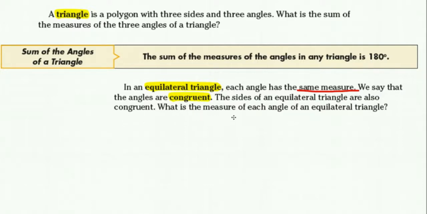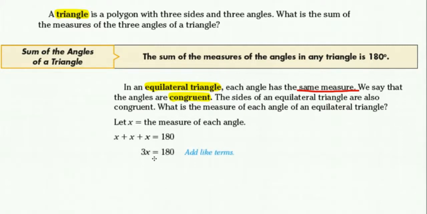What is the measure of each angle of an equilateral triangle? Let's find out. If we let x be the measure of each angle, then to find the measure of each angle of an equilateral triangle, logically it would be adding all the 3 angles, and that should be equal to 180 degrees because of this. From there we simplify, that becomes 3x equals 180, and we simply divide both sides by 3, and end up with x equals 60. So each angle measures 60 degrees.